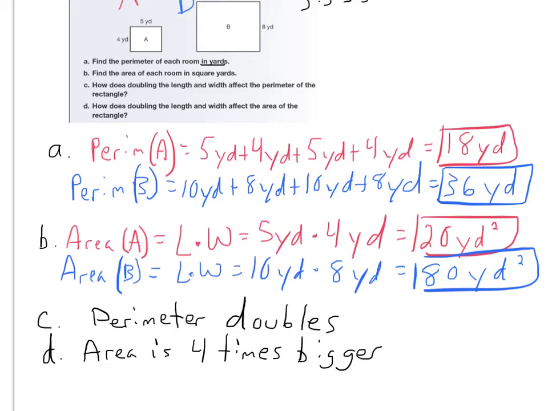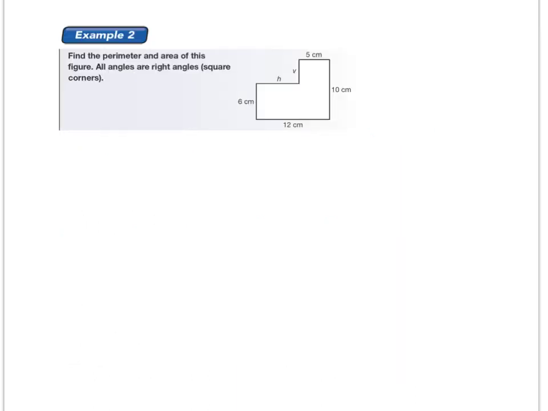Well, that should make sense too. If the perimeter, the yards, are doubled, then yards squared should be quadrupled, because 2 doubling squared is 4. So it should be 4 times bigger. Okay? So again, you double the length and width of a shape, the perimeter will double, and the area will be 4 times bigger. Alright, let's move along here.